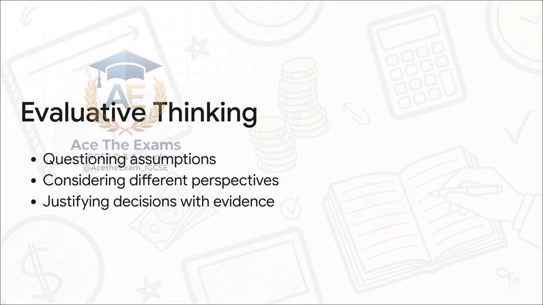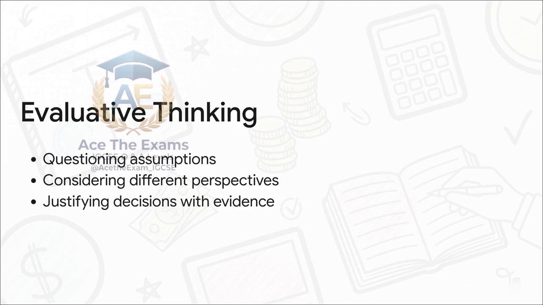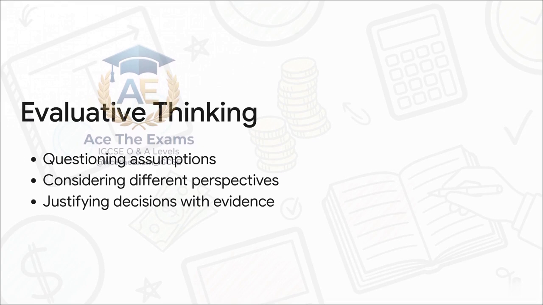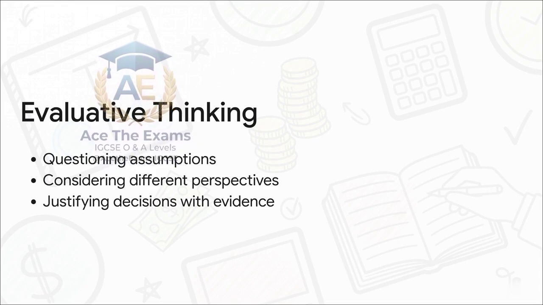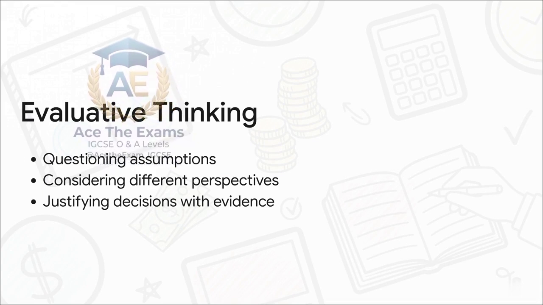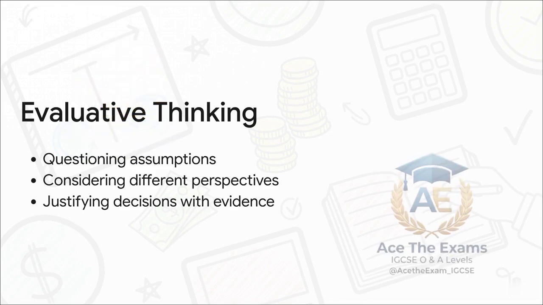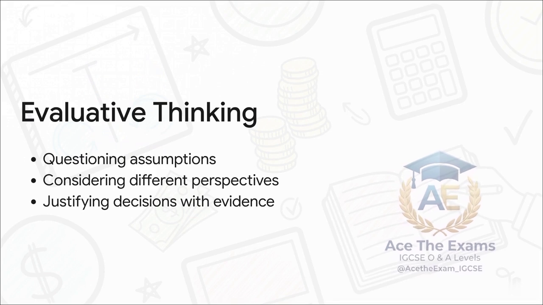It requires you to do 3 specific things. 1. Question assumptions in the prompt. Are the directors being overly optimistic about their bad debts? 2. Consider different perspectives. What are the alternative accounting treatments? How would a potential investor view this compared to a supplier? And 3, justify your final decisions with hard, undeniable evidence from the source data.